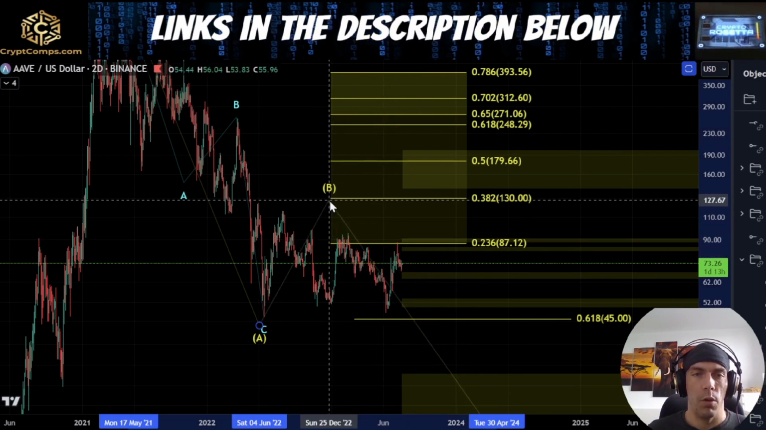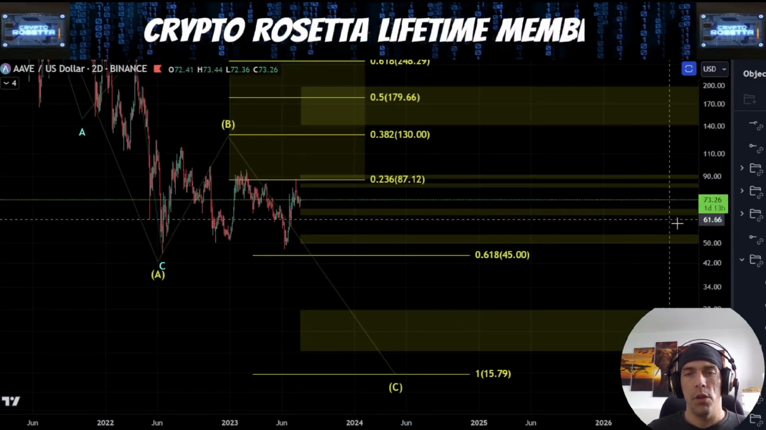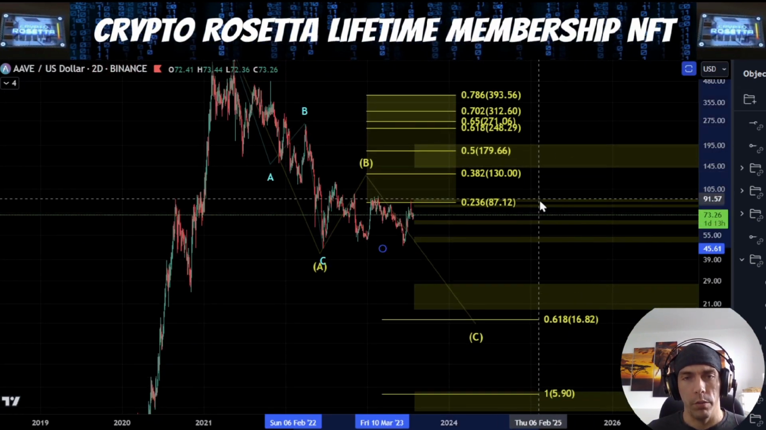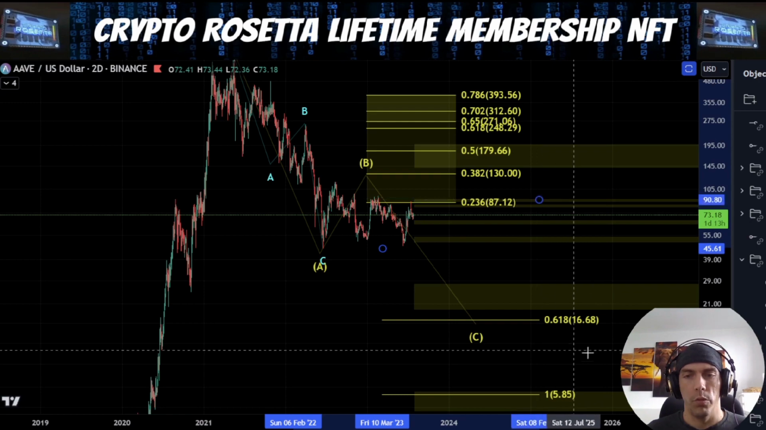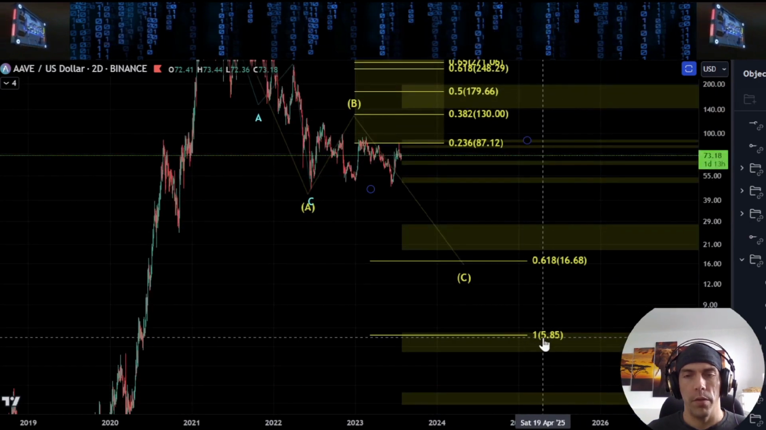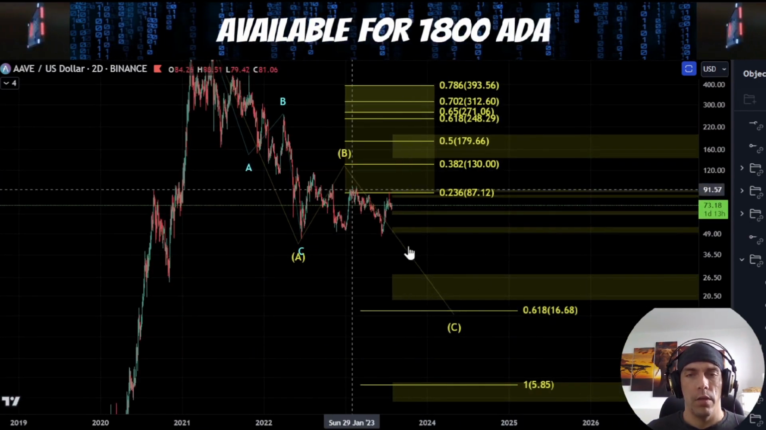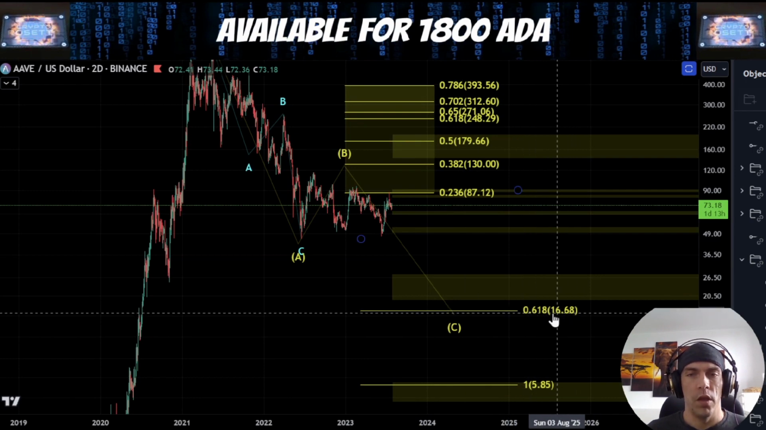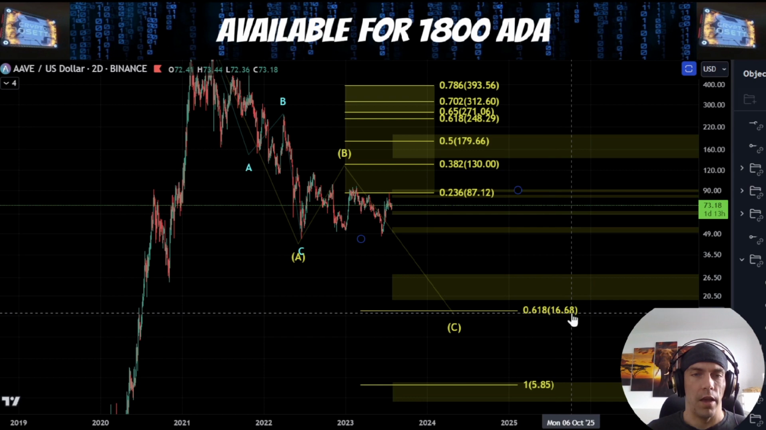So we need to just be aware of that idea that if we do look to break to the downside here, from our current level, what we'd be looking for is a possible one-to-one would be all the way down here at $5.85, and then the 0.618, which would be the minimum requirement we'd be looking for, would be towards this 1668 as a level.